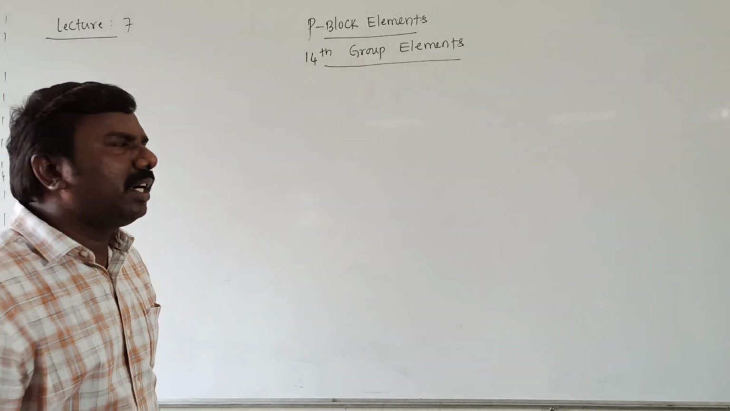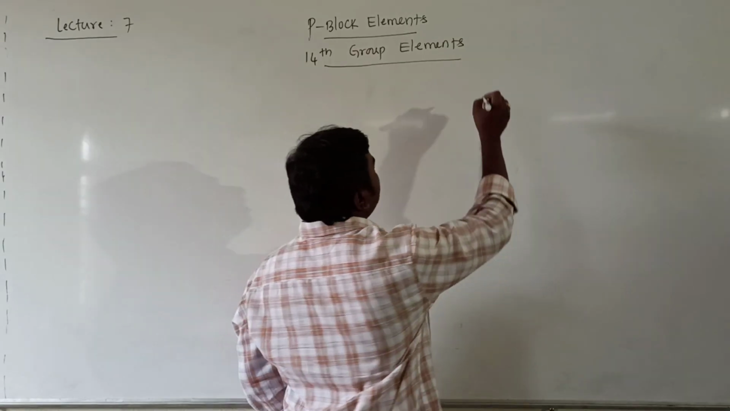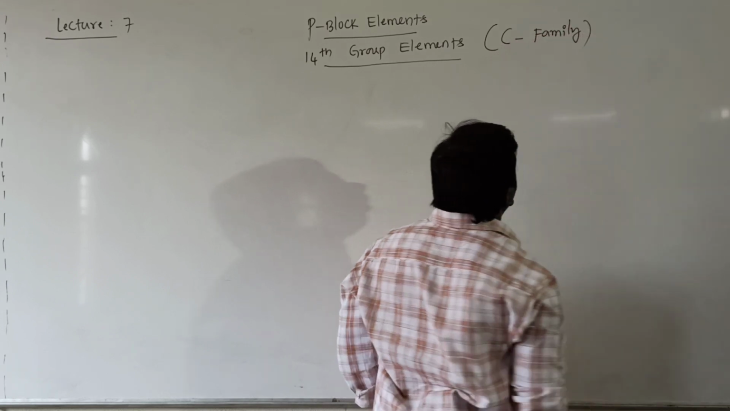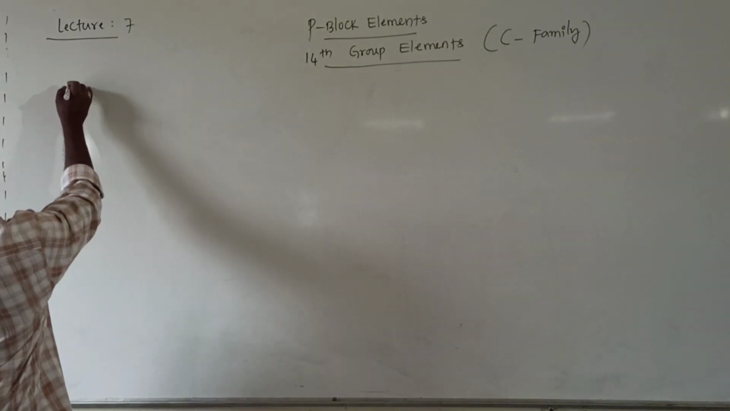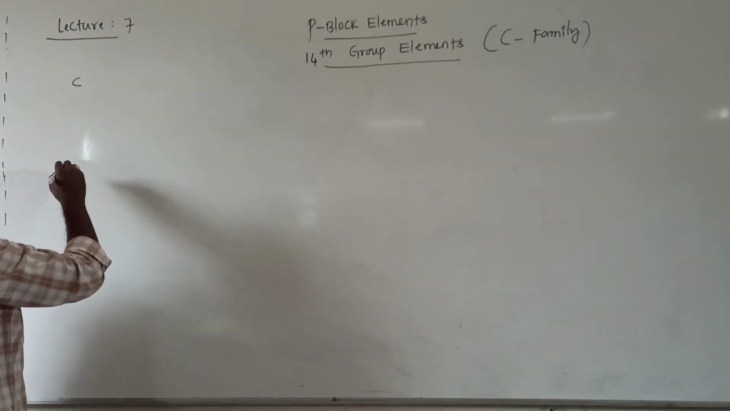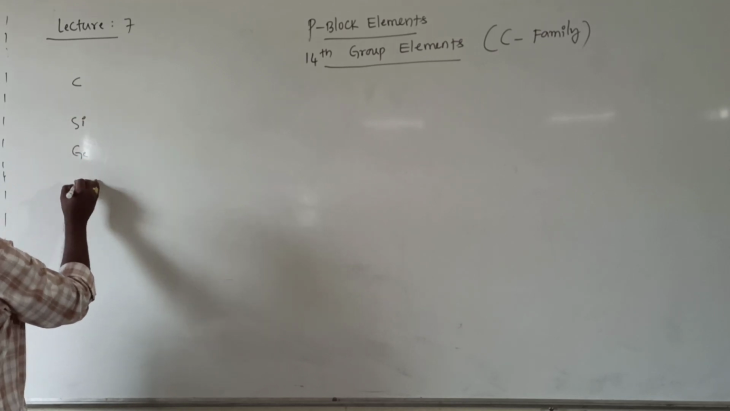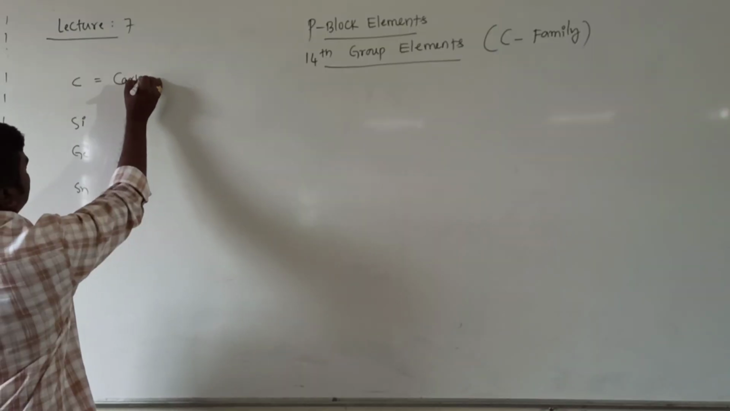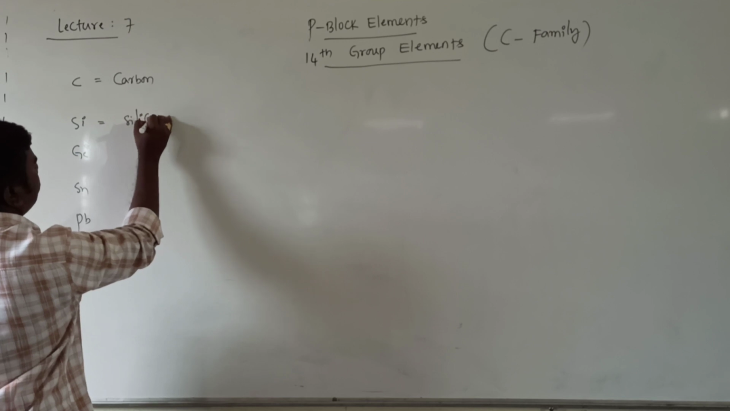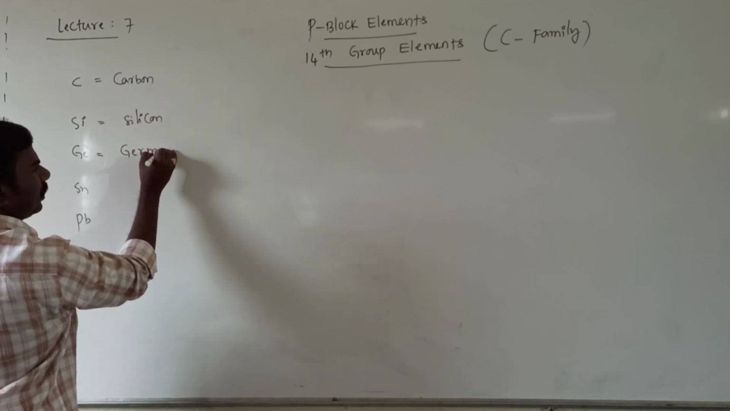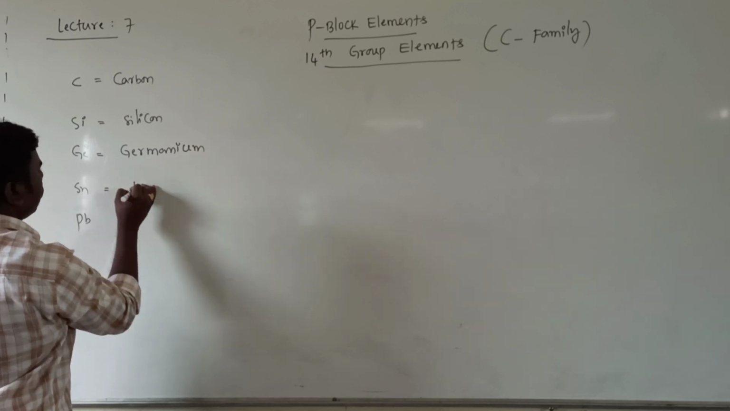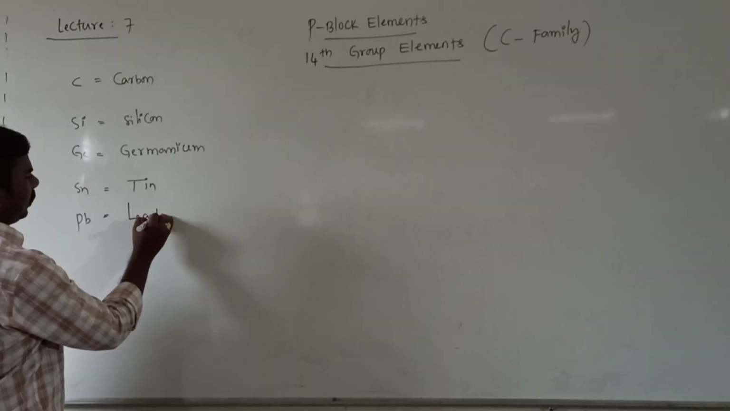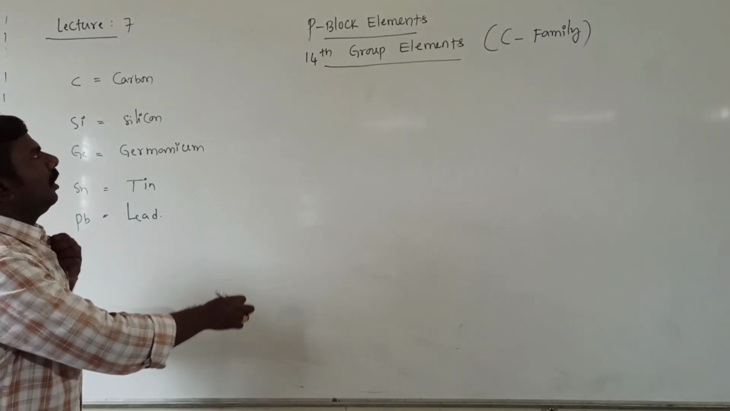Now, what are the elements present in this? It is the carbon family. The elements are carbon, silicon, germanium, tin, lead. These are the 5 elements. Tin is also called stannous. So these are the elements present. First of all, abundance in this study.